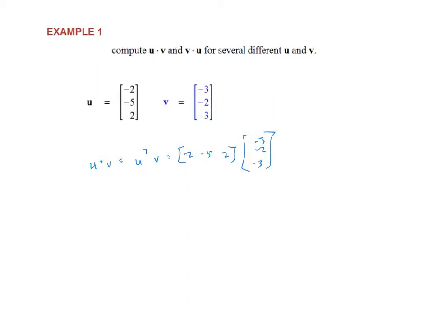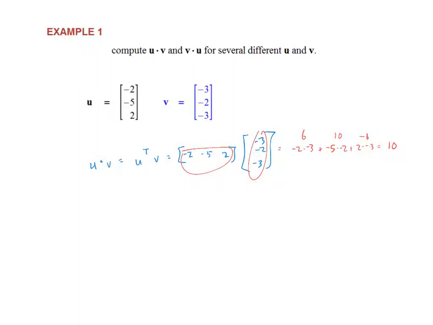And you can see how now I can do my regular row-column multiplication, which is just -2 times -3 plus -5 times -2 plus 2 times -3. And when you do the multiplication here, I get 6, I get 10, I get -6, so that dot product is equal to 10.